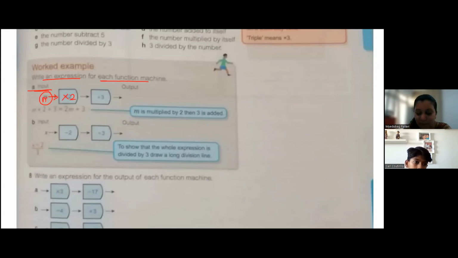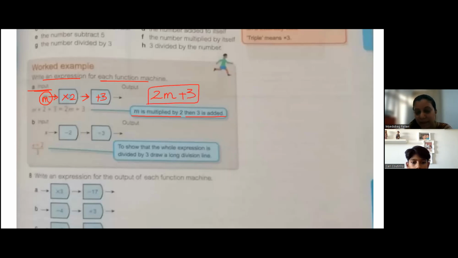First step is we have to multiply it by 2, and in the next step we have to add 3 to it. So m is multiplied by 2, then 3 is added. So how will we write it? I told you that we write the number first and then the variable. So if m is multiplied by 2, it will be written as 2m, right? And then 3 is added to it, so it will be 2m plus 3. This will be the output that we'll get.